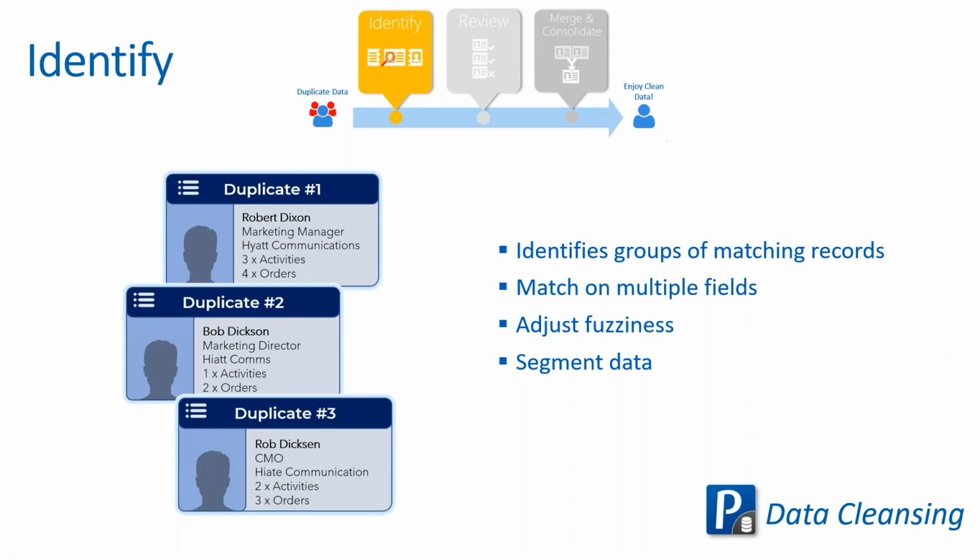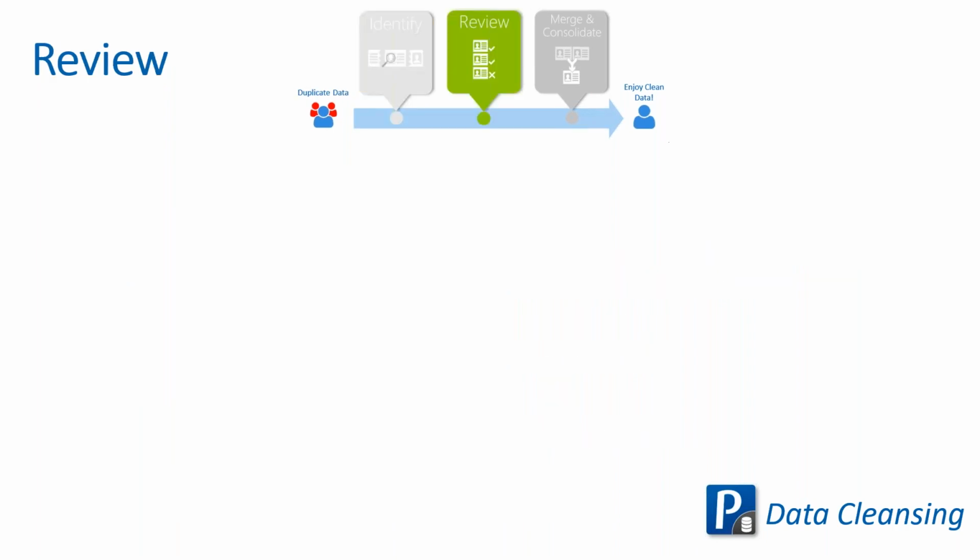We can do it by postal code and region and record type, whatever their needs are, okay? And those results can be exported to the data owners for feedback before you go and merge. And we do include quick start templates to find duplicates really immediately. So that's the identification process. Let's move on to the next step, which is, of course, the review.